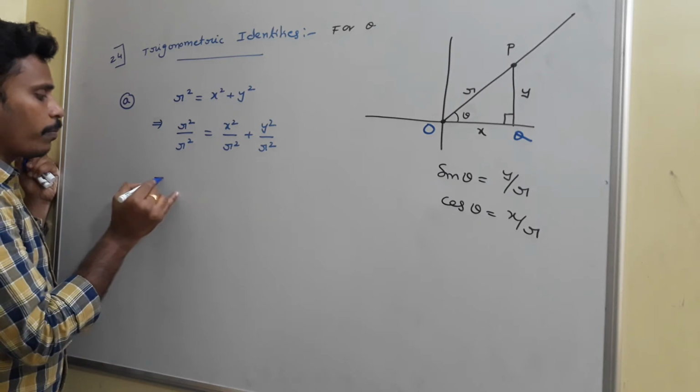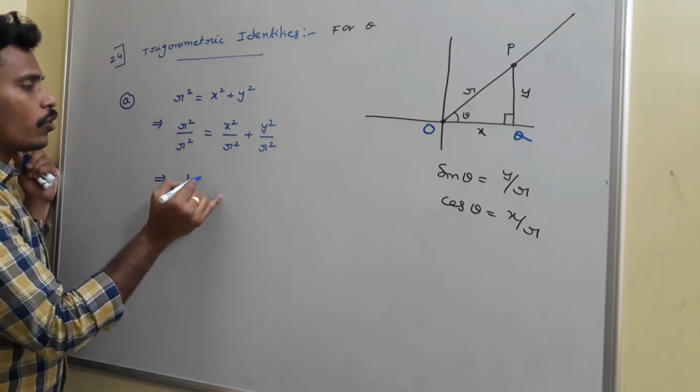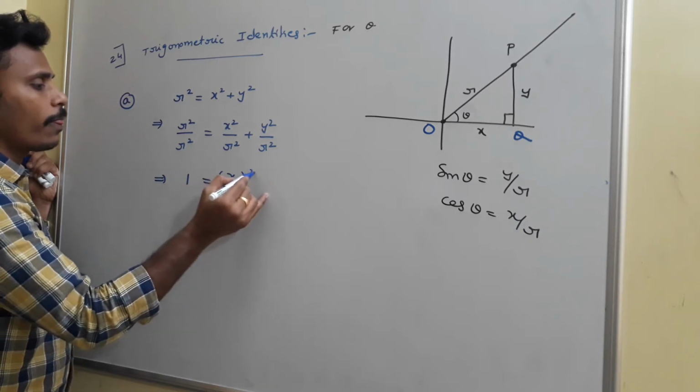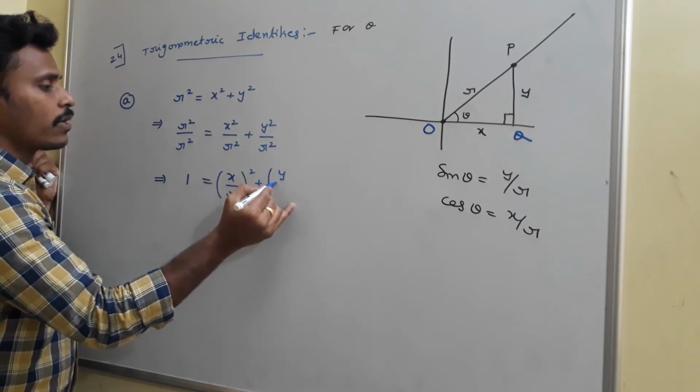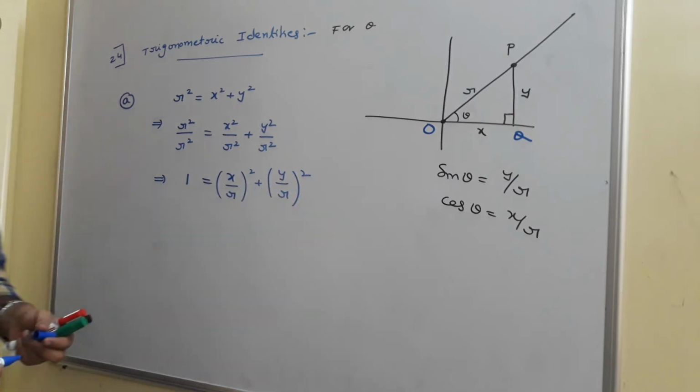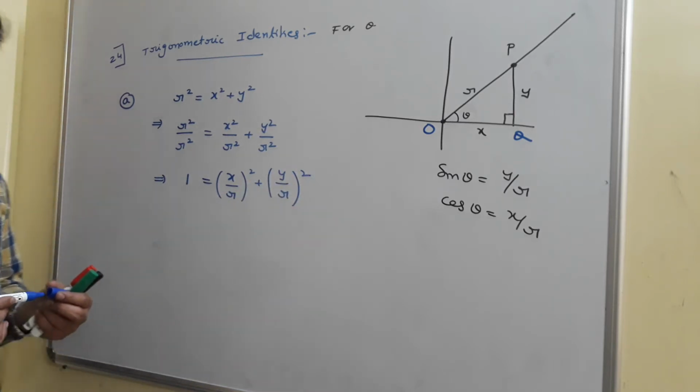And now that implies r square by r square is equal to 1. That is equal to x square by r square, which is nothing but x by r whole square, plus y square by r square, which can be written as y by r whole square. Here have a look at this. What do I have in my hands?